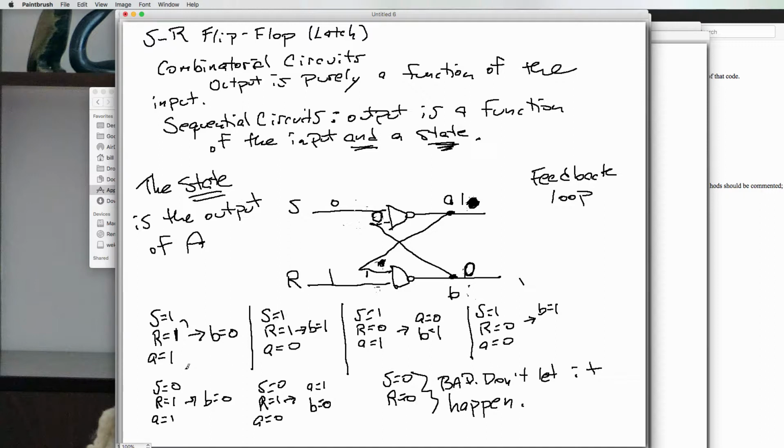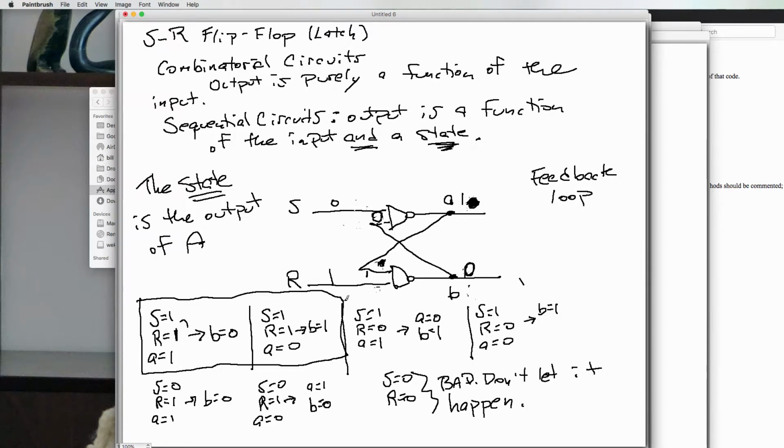So what we want you to notice here is that first of all, in this situation right over here, when s is equal to 1 and r is equal to 1, the state doesn't change. In other words, if s is 1 and r is 1 and a is 1, after we went through everything, a was still 1. Likewise, when s was 1 and r was 1 and a is 0, when we went through all the calculations and we got into a steady state, a was 0. So we say that when s is 1 and r is 1, the state does not change.